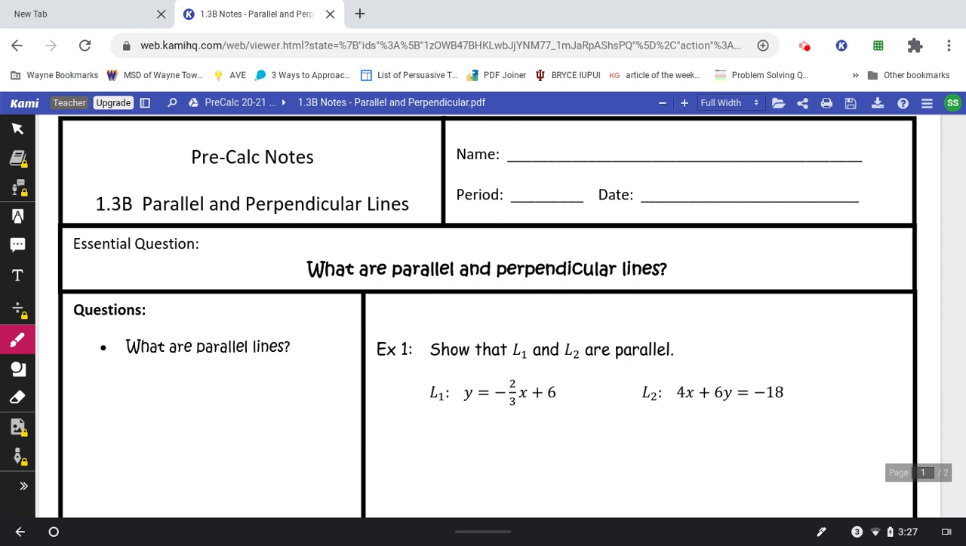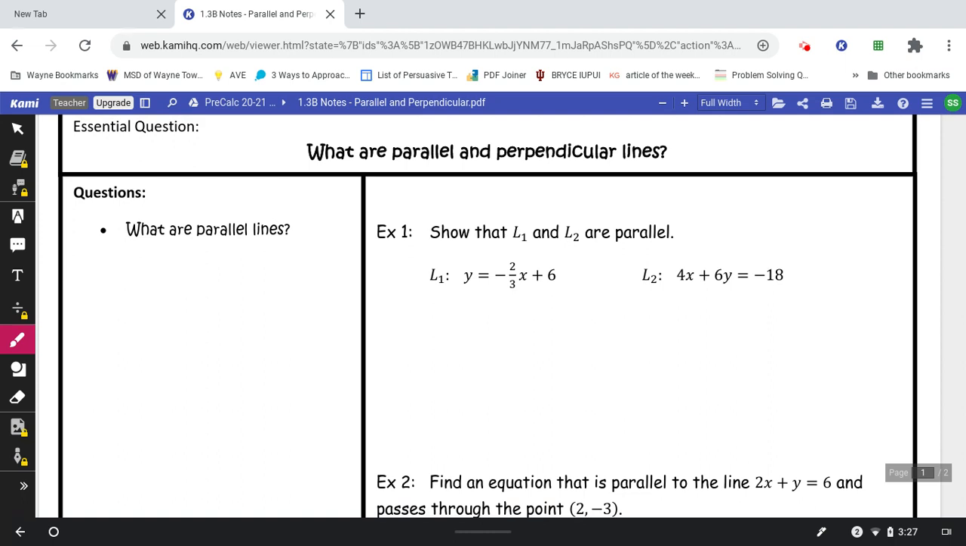These are the 1.3b notes for PreCalc. This is all about parallel and perpendicular lines. So what are parallel lines? We're going to talk about those first.